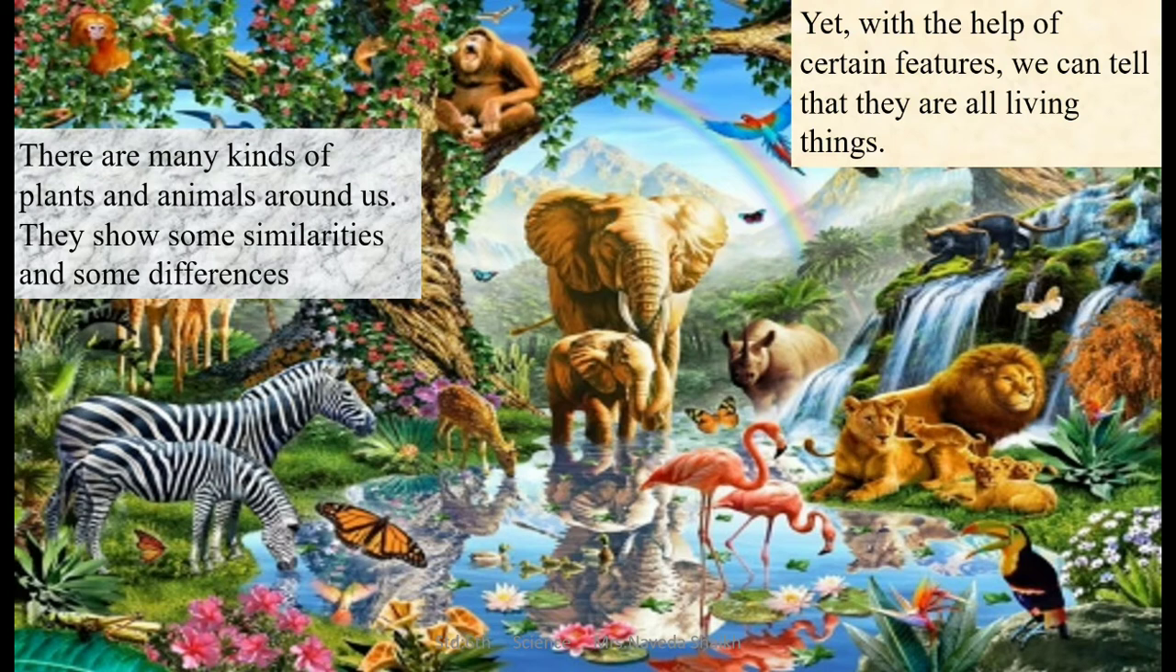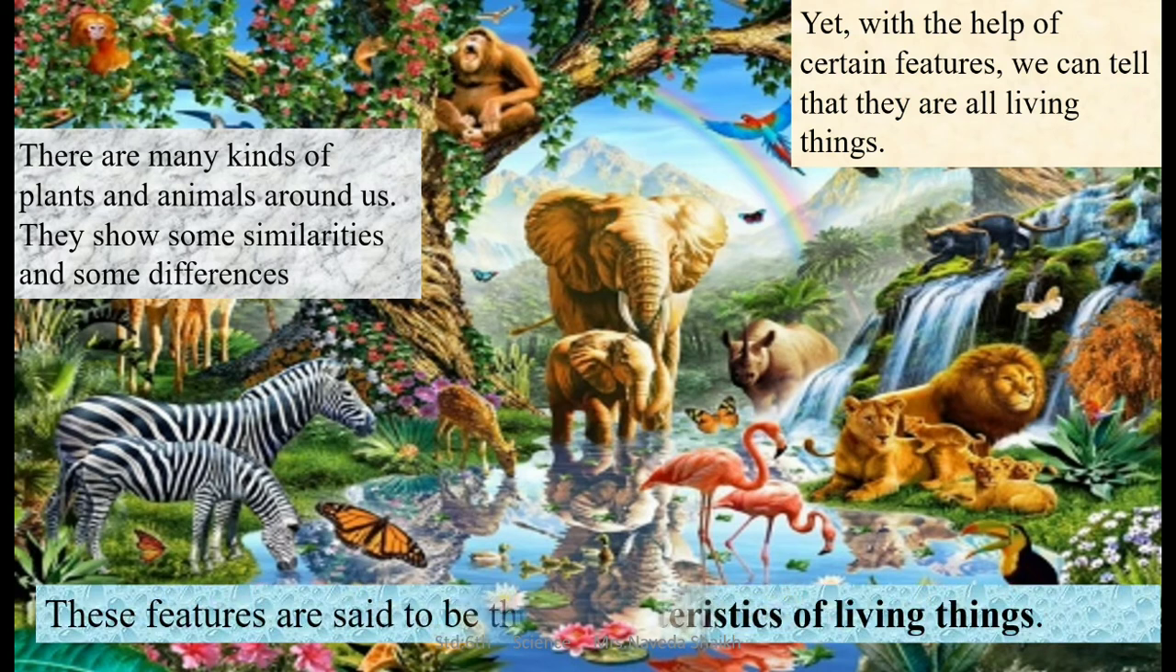You know that animals move from one place to the other. Plants also show movement, right? But if you keep a stone in one place, it will be there forever. It will not move from its place. So these features that we are talking about are called characteristics of living things. We need to understand these characteristics of living things in detail. So we will be learning the characteristics of living things in today's chapter.